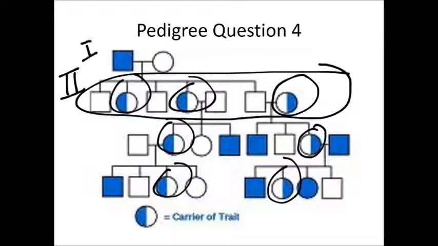There is an individual in number 1 affected. There are several individuals in generation 3 affected. There are also some in generation 4 affected. But since there are carriers and since generations are skipped, this trait is a recessive trait.